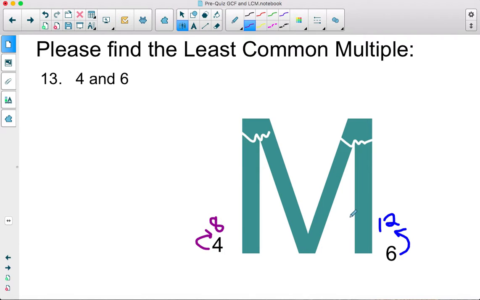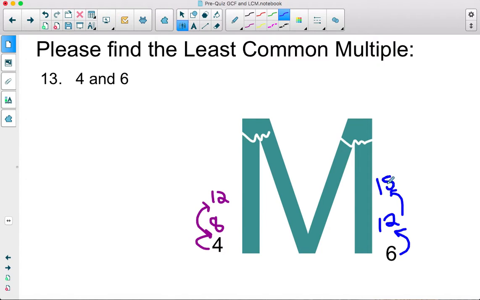So 12 and 8, no matches yet. So I add 4 again to this side, and I get 12. And I add 6 to this side, and I get 18.